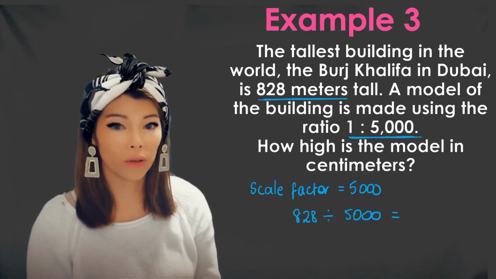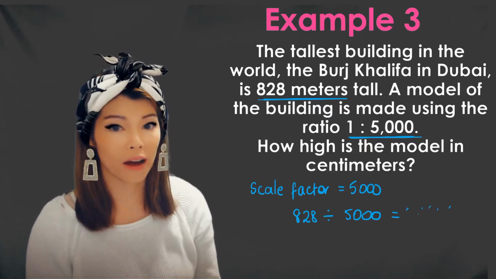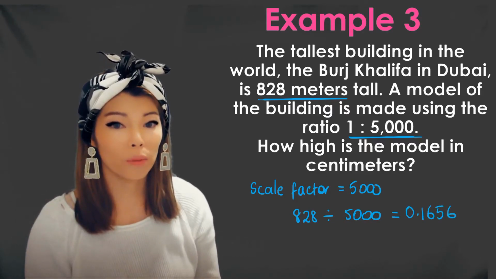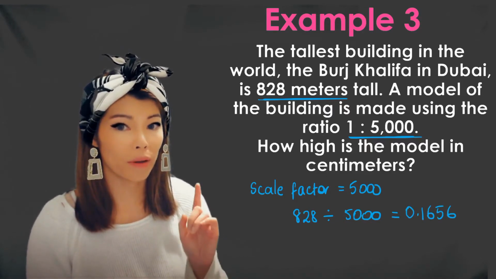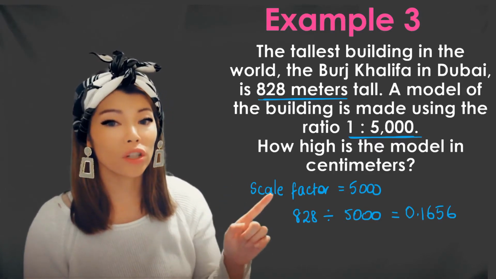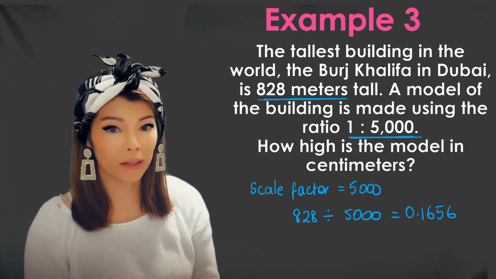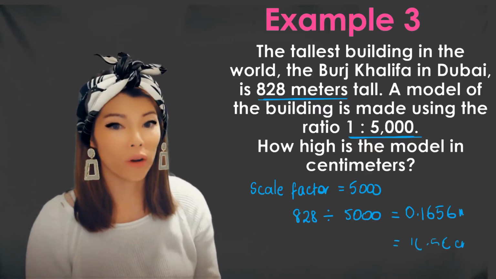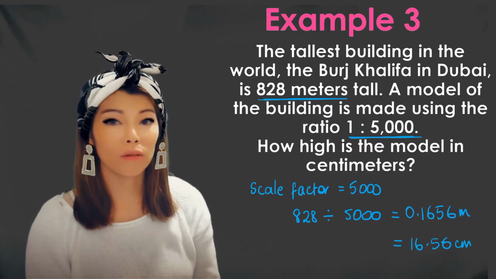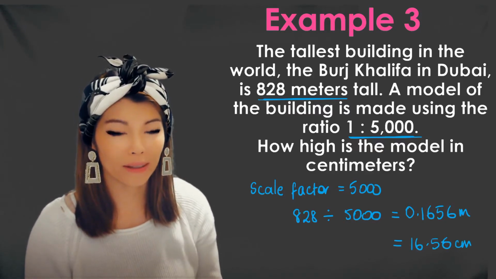So 828 divided by 5,000 would give us 0.1656. And remember, that was in meters. And the question is asking for centimeters. So we have to multiply by 100 and we get 16.56 centimeters.